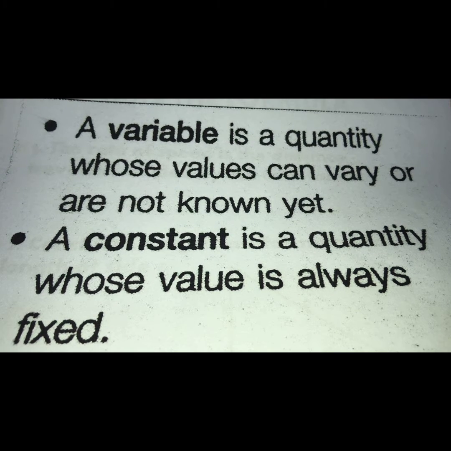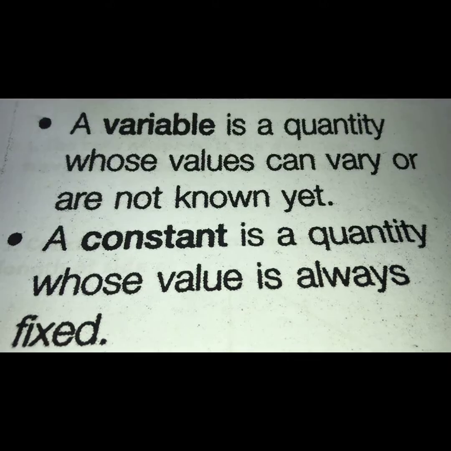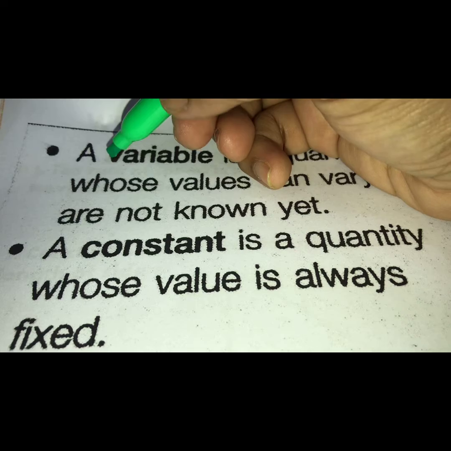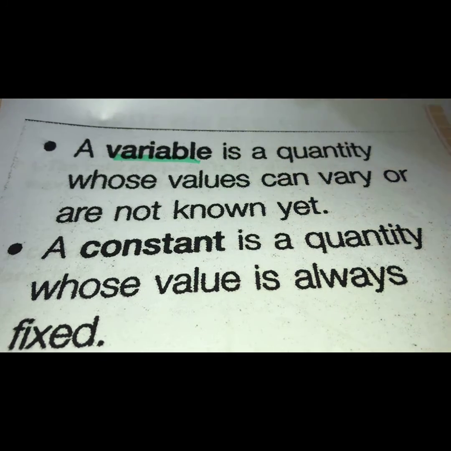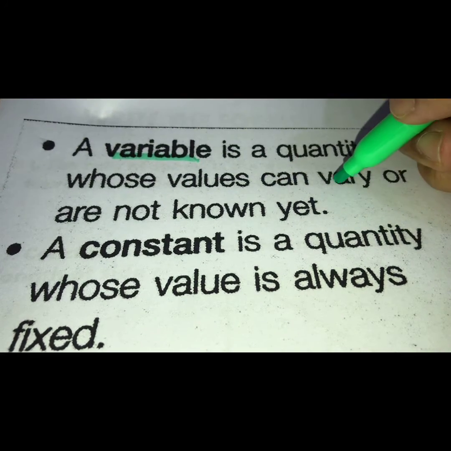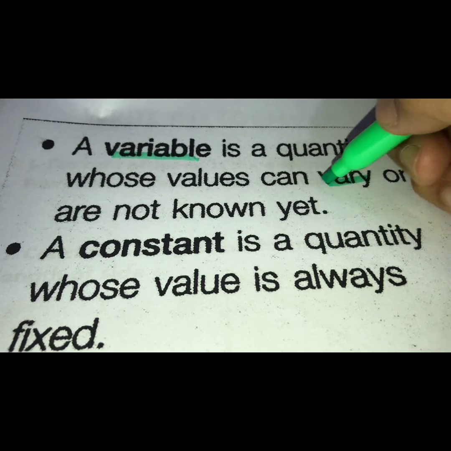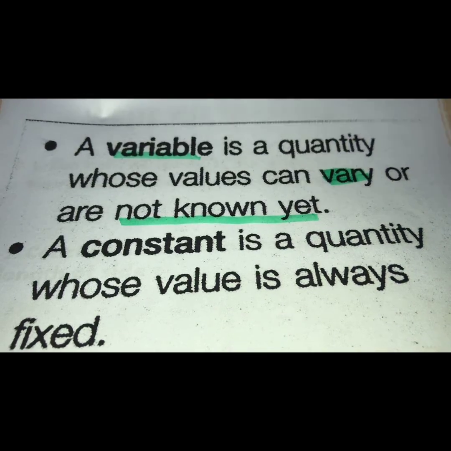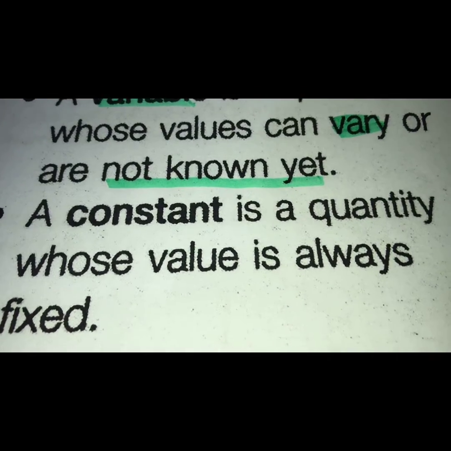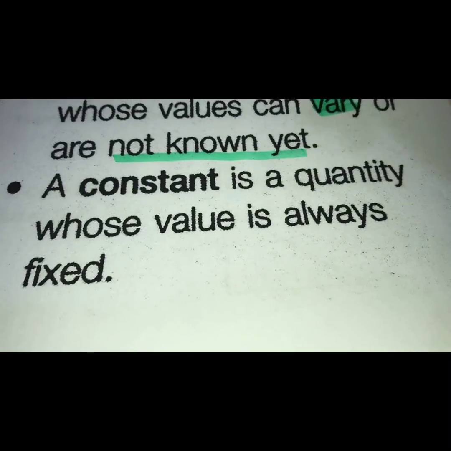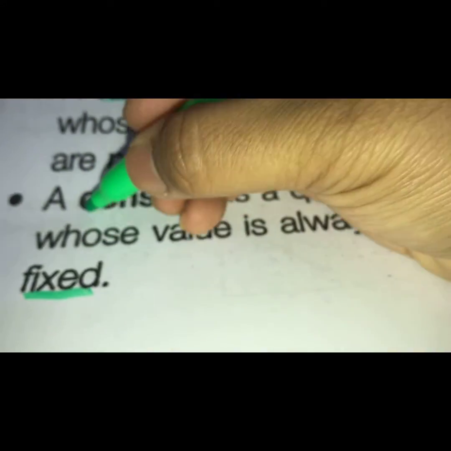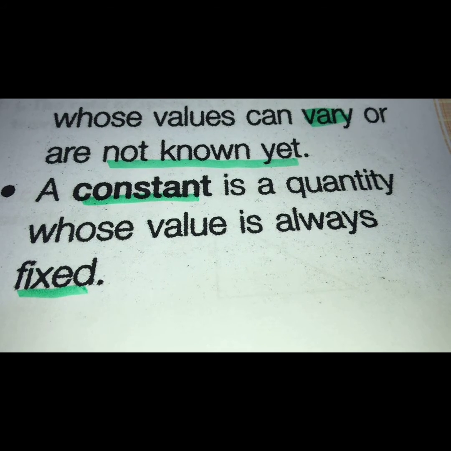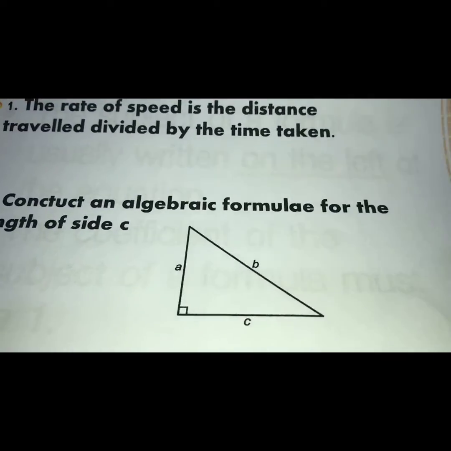Variable is a quantity. This one is not in your textbook, but you must understand the definition of variable. A variable is a quantity whose value can vary or is not known yet. That means something that you don't know, you call variable, or unknown. A constant is a quantity whose value is always fixed. Constant means the value cannot be changed, already fixed.